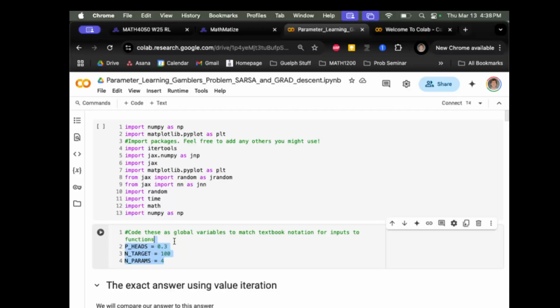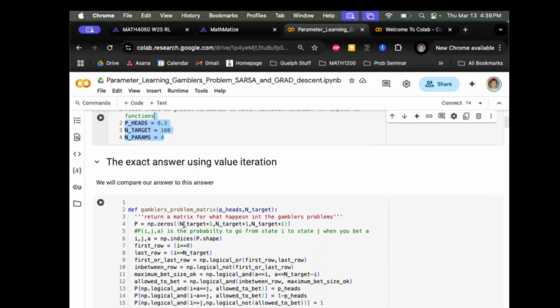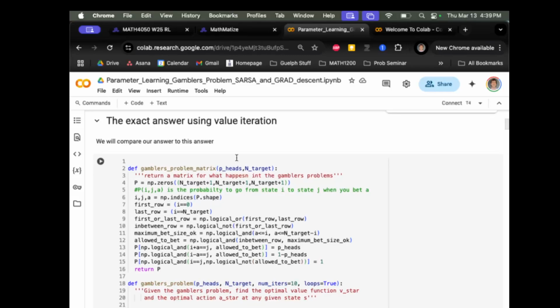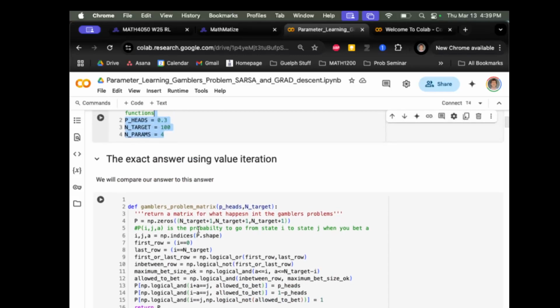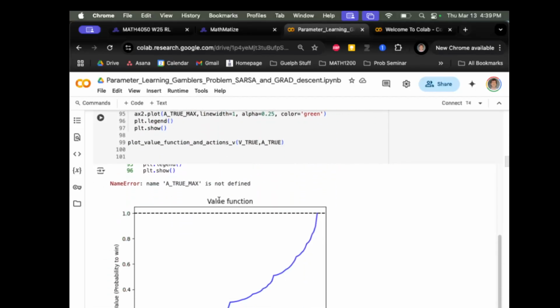In this example, I programmed it with only 4 parameters. So my value function, even though there are 100 states, the value at being at $1, $2, $3, $4, only has 4 parameters. I will show you what it looks like. We have the exact answer. This is a good example because we know how to do the exact answer with value iteration, since we know all the rules of this game. So I can compare the answer I get to the exact answer.